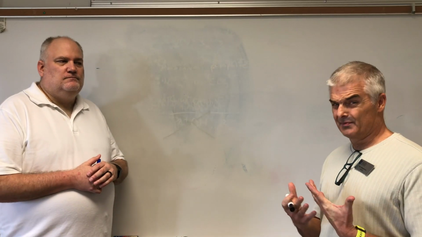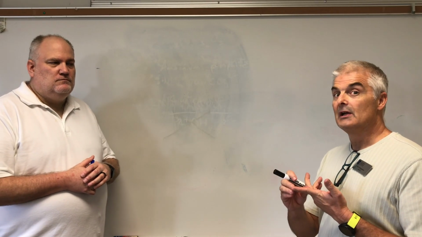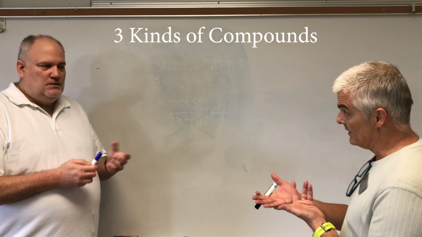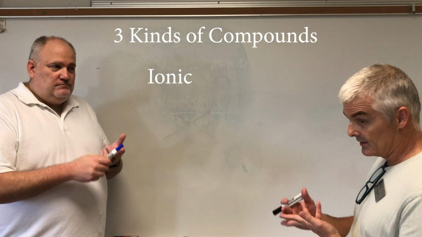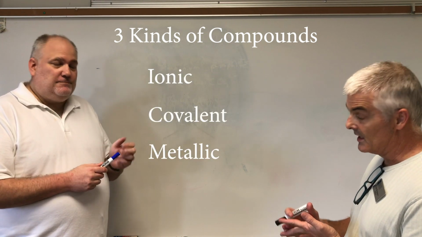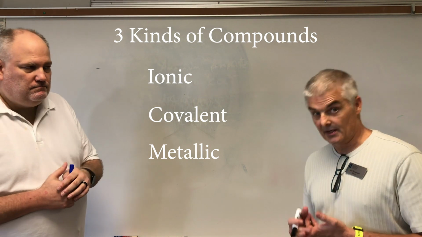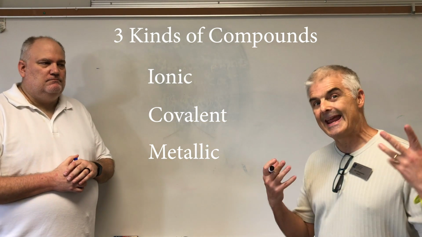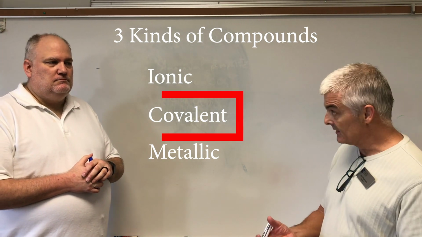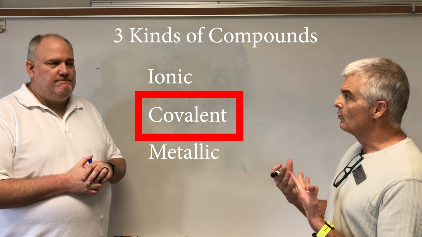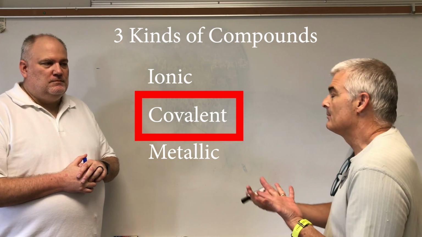Recall, it might seem a long time ago, we were learning there's three kinds of compounds: ionic, covalent, and metallic. We've been focused on learning how to name ionic compounds, but now we'll learn how to name molecular compounds, or covalent compounds, that same thing. So what is a covalent compound? Can you remind us of what that is?